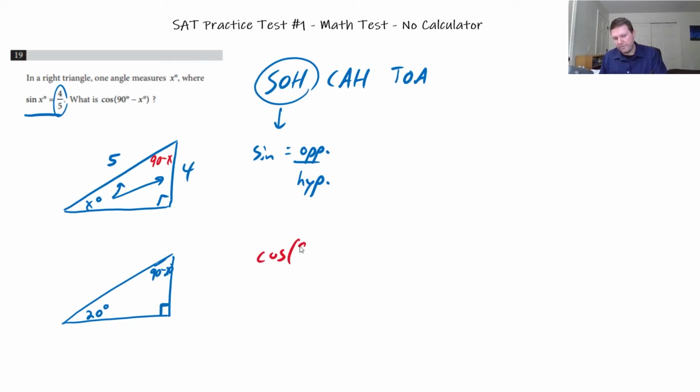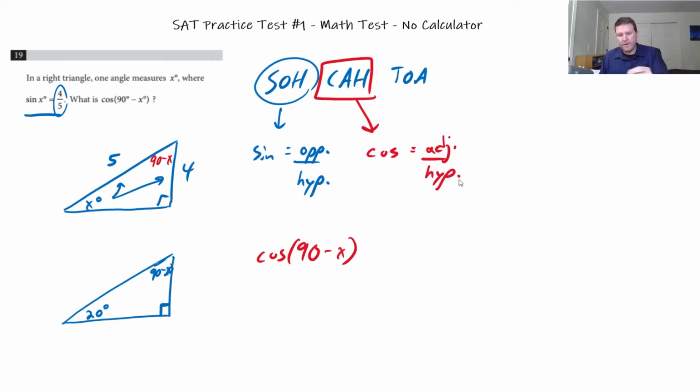They want the cosine of that angle. So the cosine of 90 minus x, and we think about cosine here, cosine is adjacent divided by hypotenuse. So think about what the adjacent side is for the 90 minus x angle. The adjacent side is this, the 4 in that case. So it would equal the 4 divided by the hypotenuse, which is 5.